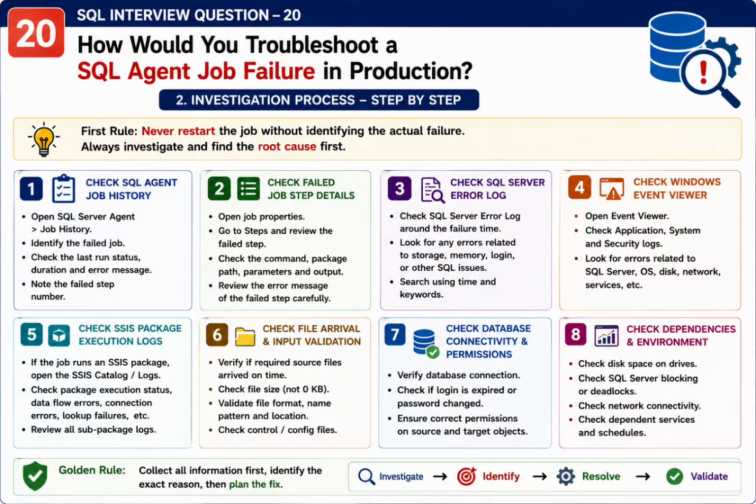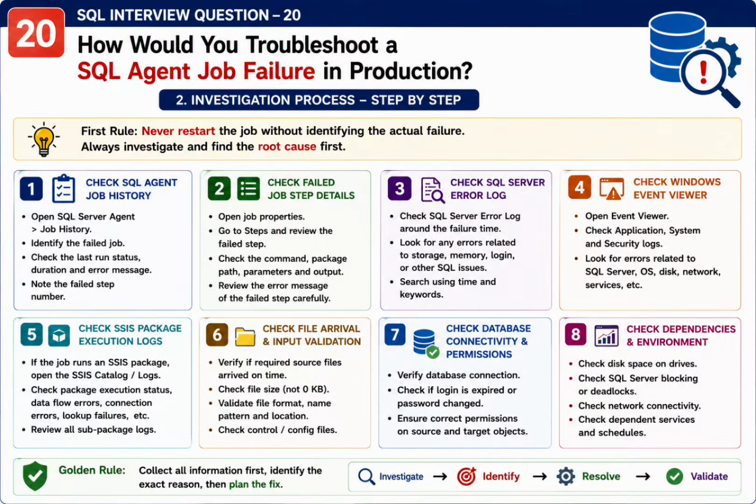After that we have to check the SQL Server error log. Many server related issues such as login failures, database offline errors, disk problems or memory issues are recorded there. Then we check the Windows Event Viewer. Sometimes the issue is not with SQL Server at all. It could be an operating system service failure, a disk issue or a network problem. If the job executes an SSIS package, we also review the SSIS catalog logs to identify package failures, data flow errors, lookup failures, or connection issues.